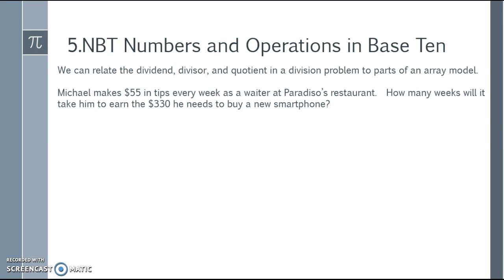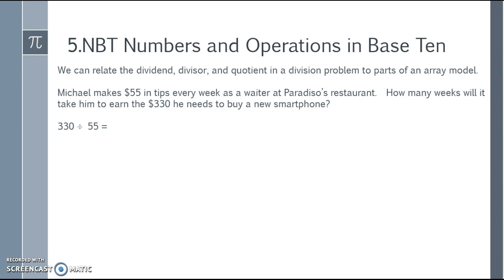We can relate the dividend, divisor, and quotient in a division problem to parts of an array model. Michael makes $55 in tips every week as a waiter at Paradiso's restaurant. How many weeks will it take him to earn the $330 he needs to buy a new smartphone?